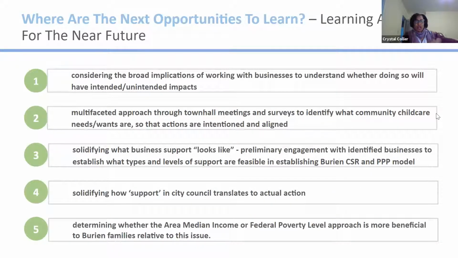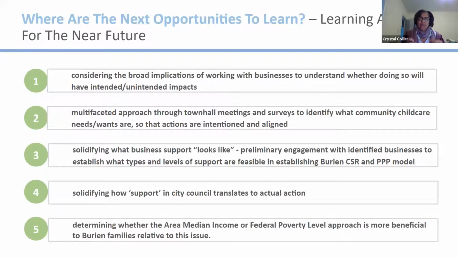When we were doing this process, there were still some other questions that we were leaving Kevin with to build and grow on, because we did have a short engagement. This was thinking about the broader implications of working with businesses, to really try to understand what the impacts can be. It means looking at a multifaceted approach to engage with the community, childcare providers and recipients of the service, to really understand what they need, instead of doing for them, doing with them. So you can make sure that any action that is ultimately taken is well-intentioned and aligned to the needs of the community.